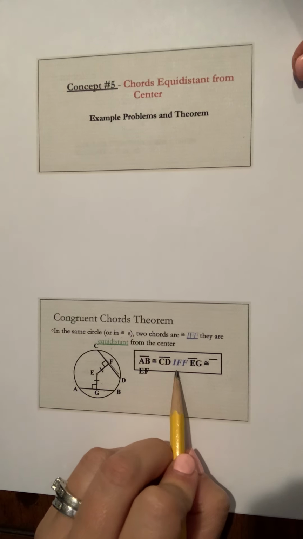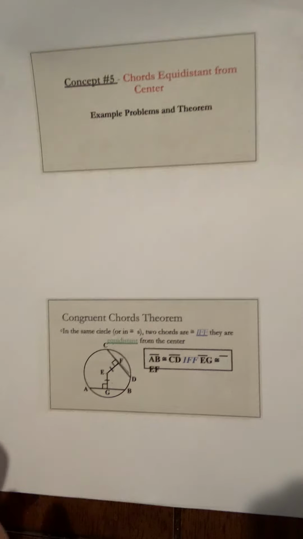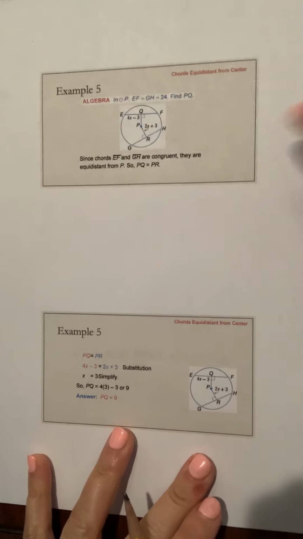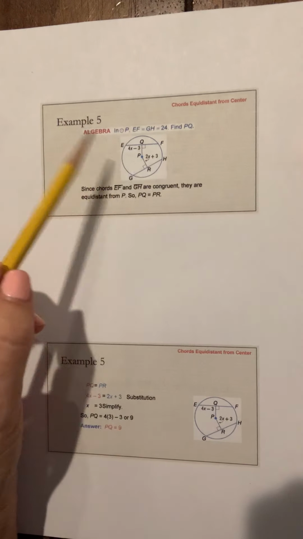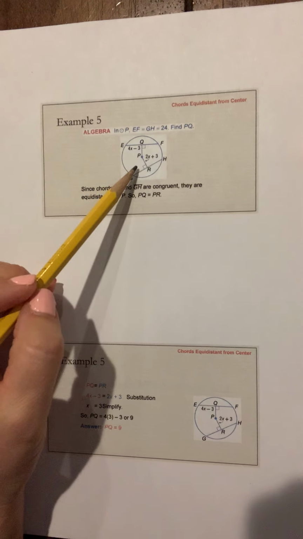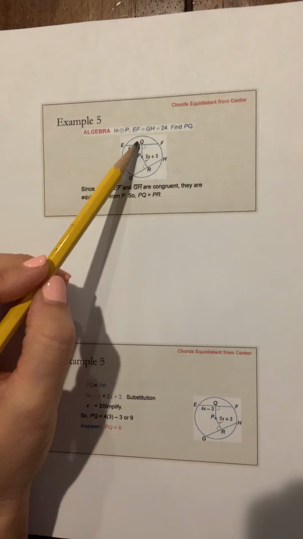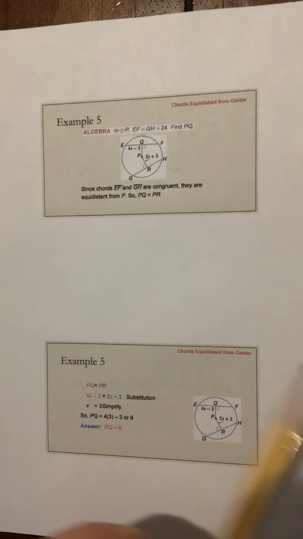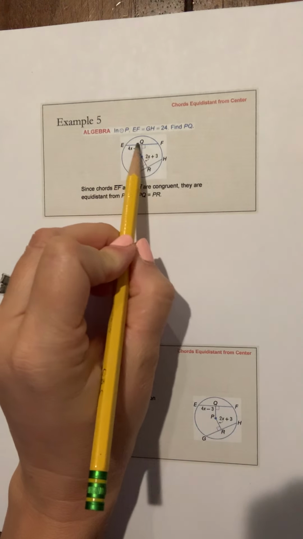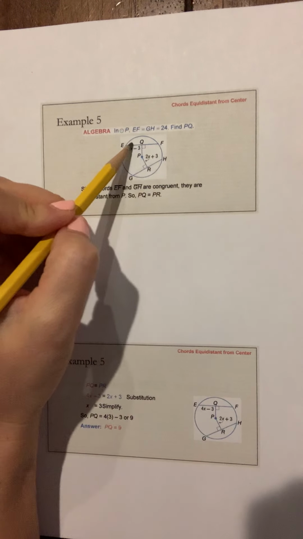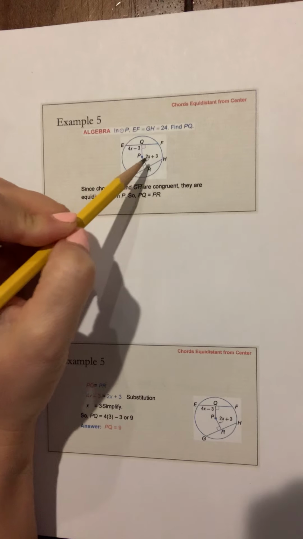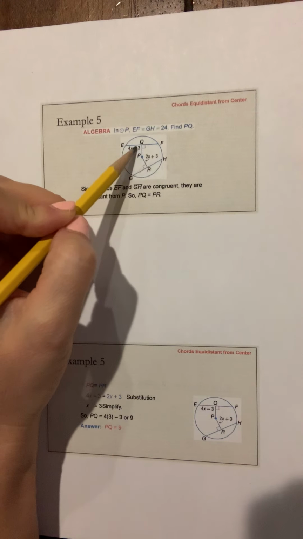Here's your visual, here's the explanation. Put that in your cheat sheet. And now let's look at some example problems, okay? All right, so here, it tells me in circle P, EF is equal to GH, and they both equal 24. So right away, I already know that those two chords, EF and GH, are congruent. So if these two chords are congruent, then that means they are the same distance from the center.